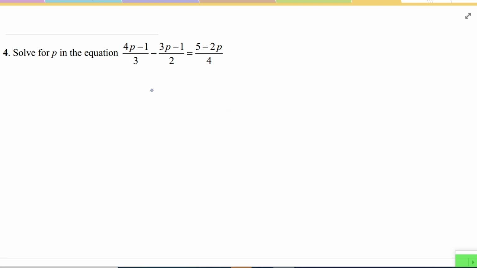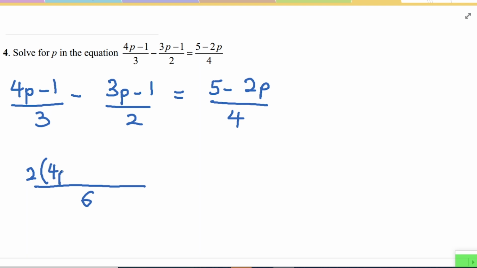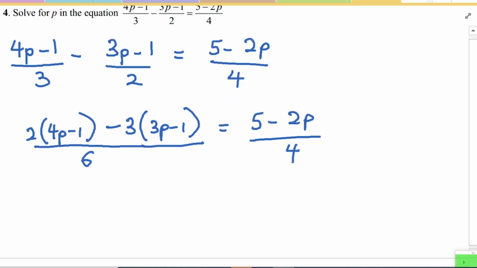And finally, let's solve for the value of p in this expression. We have 4p minus 1, divided by 3, minus 3p minus 1, divided by 2, giving us 5 minus 2p over 4. So we shall go ahead and find the LCM. 3 and 2, the LCM is 6. 6 divided by 3 is 2. So it shall be 2 times the expression on top, which is 4p minus 1, minus 6 divided by 2 is 3. Then 3 times 3p minus 1, like that. This is equal to 5 minus 2p over 4.